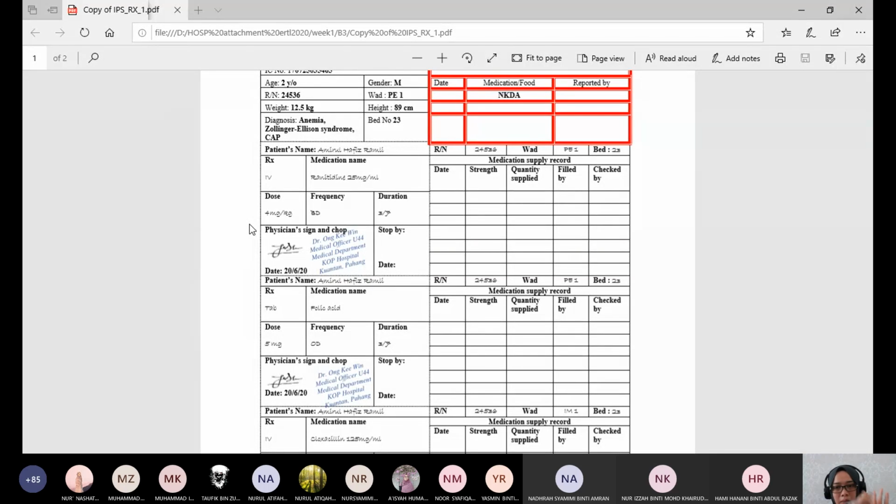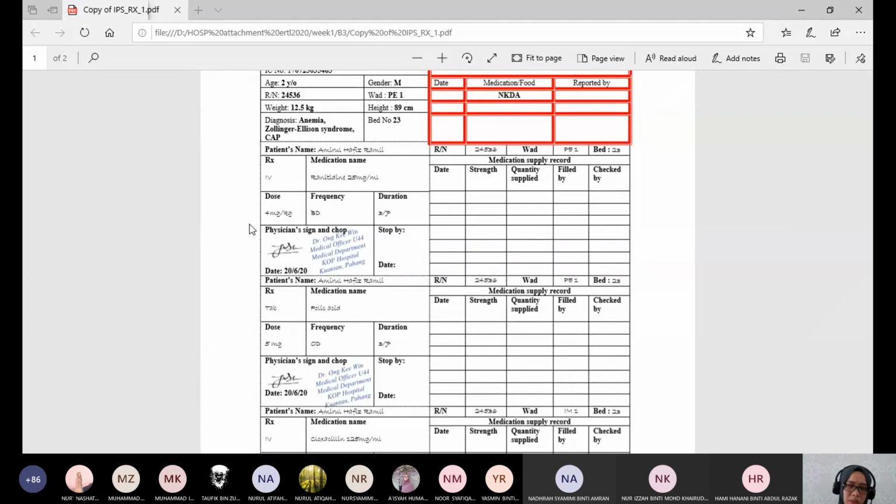First bottle, second bottle, third bottle, and fourth bottle to complete the course. However, complete the course only, not to finish all the syrup antibiotics, because it will exceed the course, exceed the dose. So you need to be particular about what kind of medication.